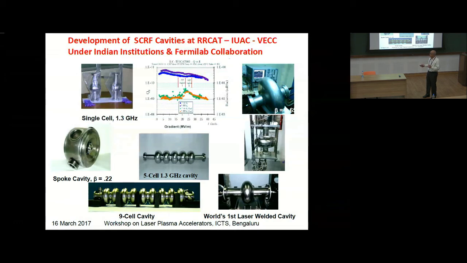RRCAT also has the distinction of making the world's first laser welded cavity. This was done by electron beam welding. See, the reason why electron beam welding is required in vacuum is because niobium is a getter material.